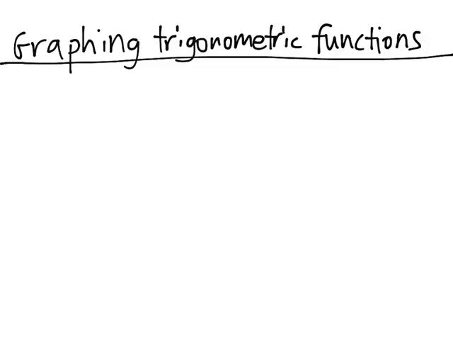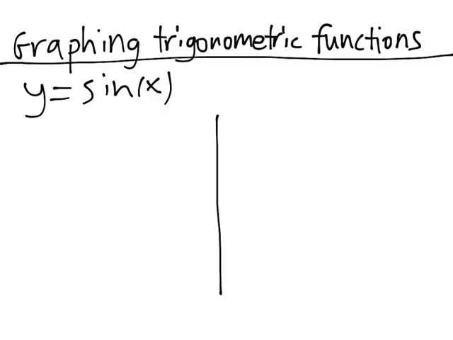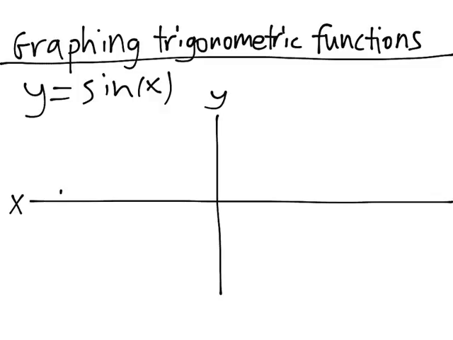I'm going to be talking about graphing trigonometric functions. First, let's try to draw the graph of y equals sine of x and see what this looks like. First, let's draw our axes and give our graph a scale. This is the y-axis, this is the x-axis. Let's make this minus 2 pi, make this 2 pi, have this be 1, and this be minus 1.